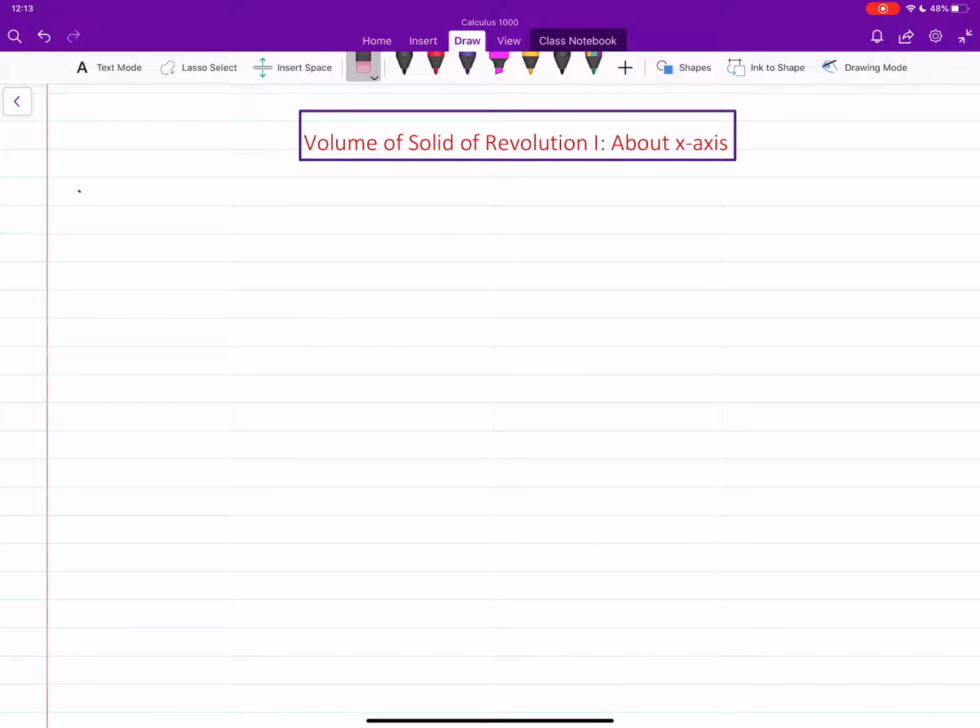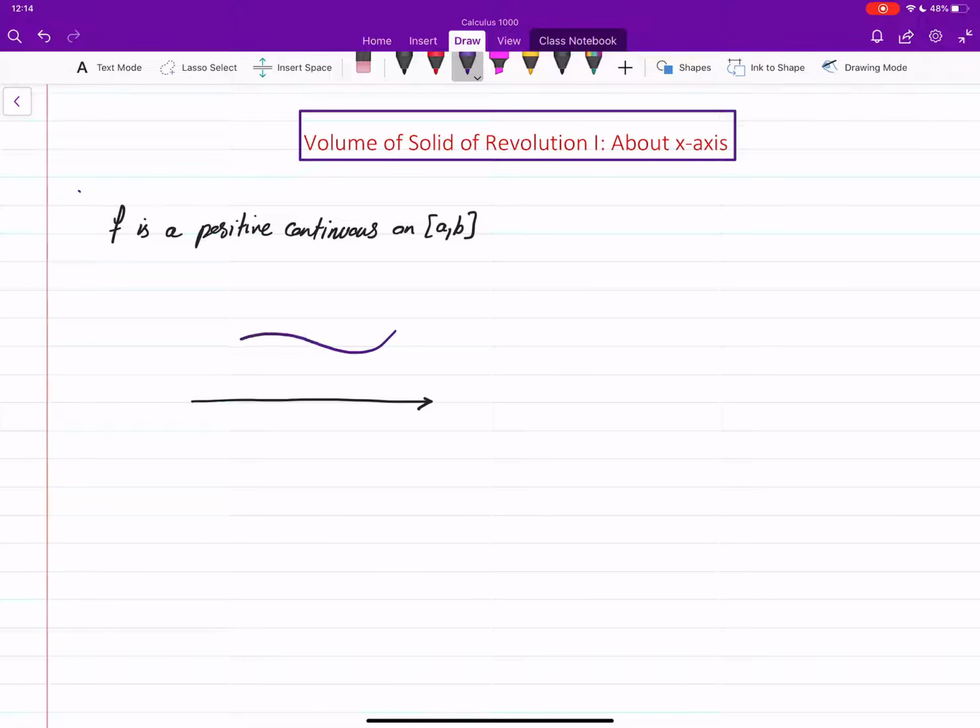Hi, in this video we will learn what is a solid of revolution and how we can find volume of such solid. Assume that we have a positive continuous function on the interval a to b. Then if you consider the graph of this function, we can make the region under the graph of such function, from a to b.